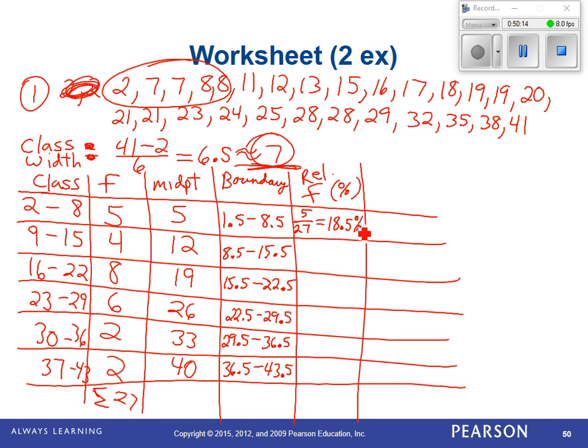What's 4 divided by 27? 0.148, so about 15%. What's 8 divided by 27? 0.296, so about 30%. Now, hold on. This one was 15%.